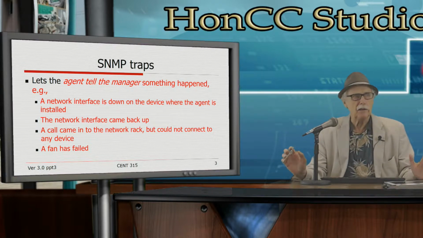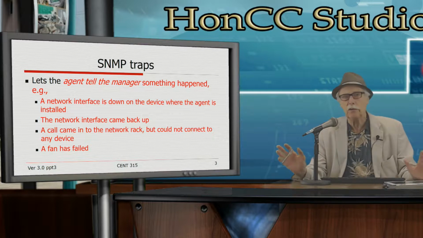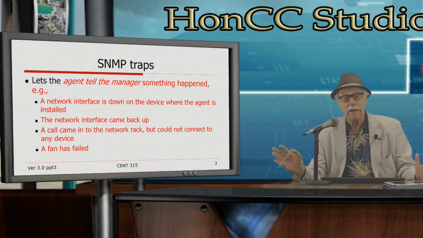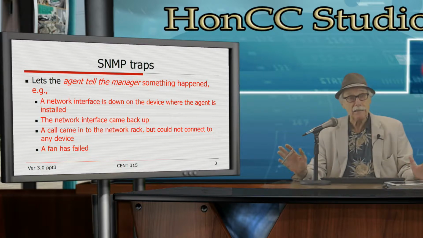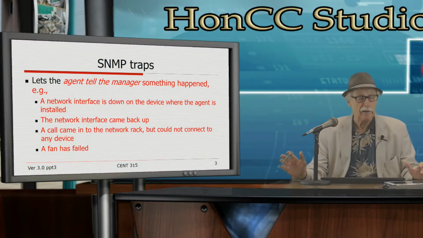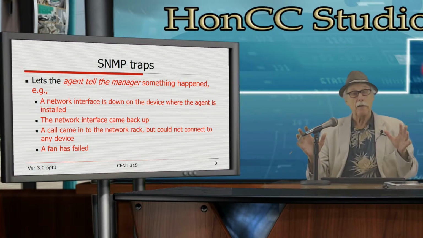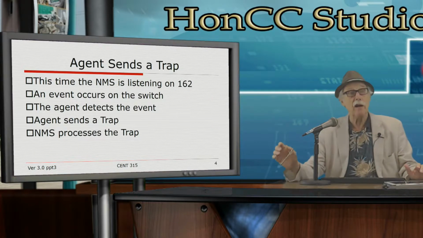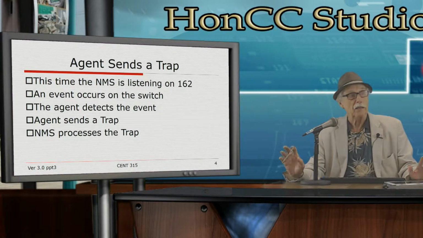The network interface could go down or up. Maybe somebody logs into a switch, there's an error. Maybe there's a fan failed. You can set that agent on the switch to report on any situation or any event that happens, as long as there's the MIBs and the OIDs available to do that. And so the trap on the agent will actually send it over to the NMS. So this time the NMS is listening on 162.